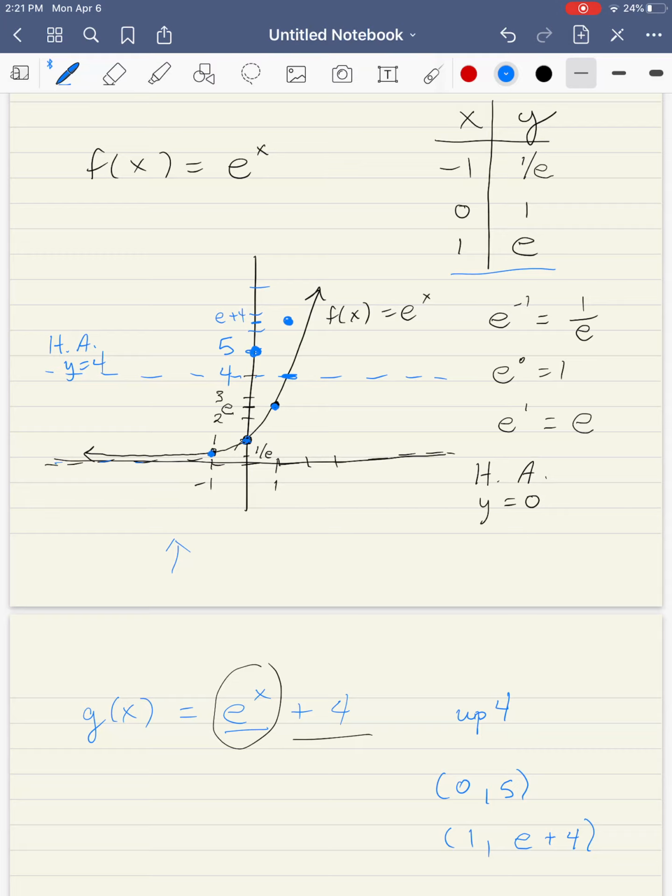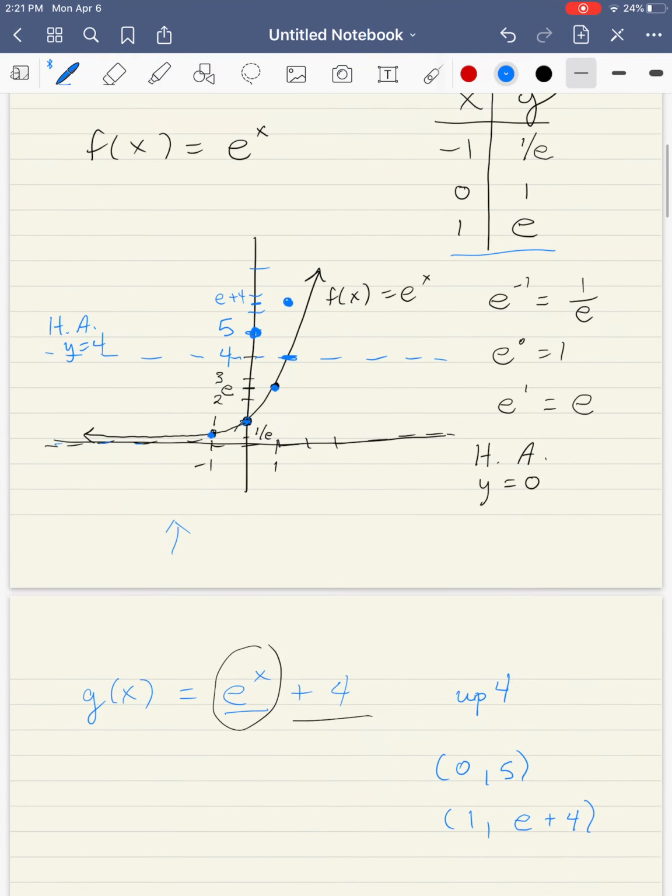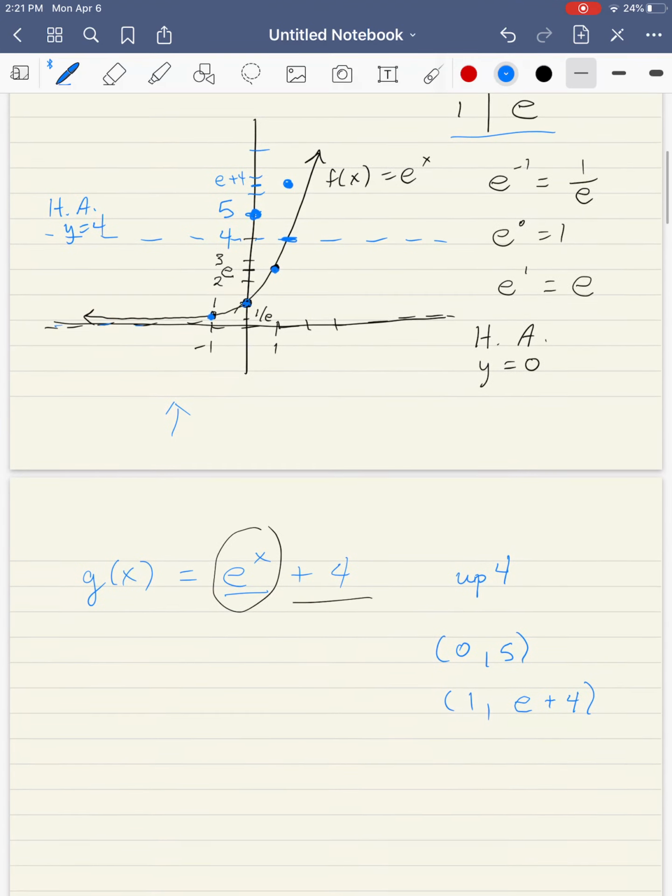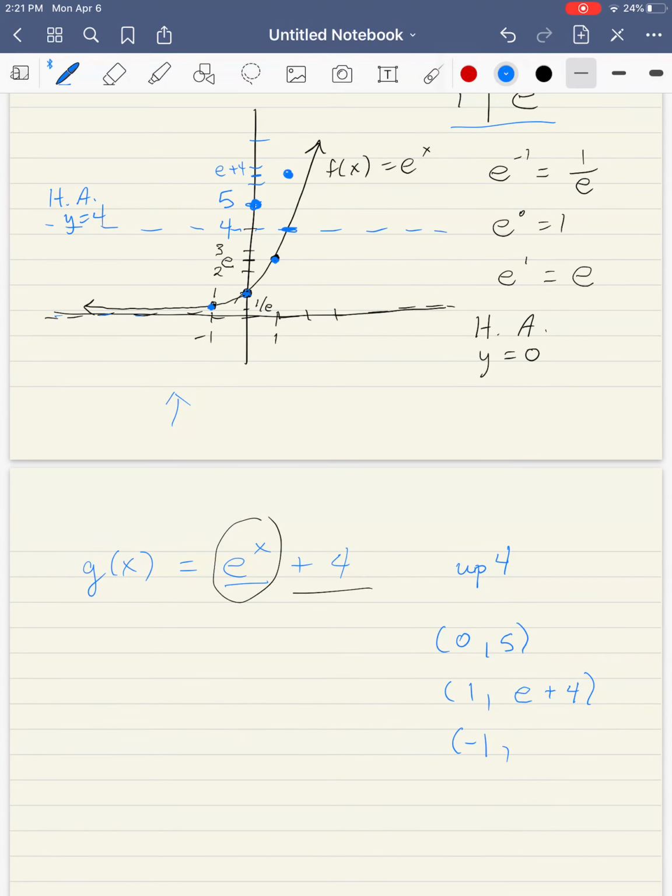And then I can look at my point here, negative 1, 1 over e. And if I have 1 over e plus 4, that's 4 and 1 over e. So I'll be over here at negative 1. I'll be 1 over e units off of the horizontal asymptote at 4 and 1 over e. And then I have my curve, and I draw my new graph. So this is the graph of g of x equals e to the x plus 4.